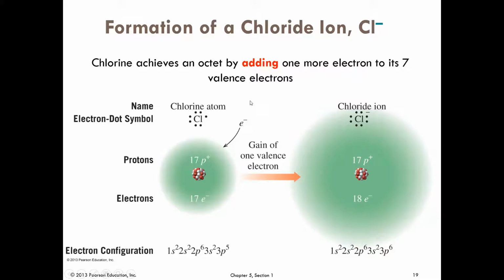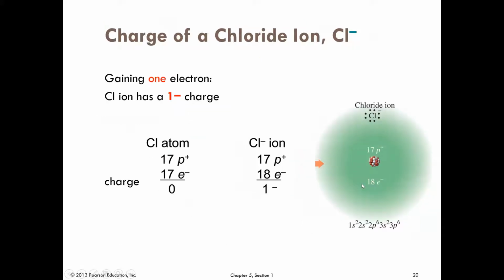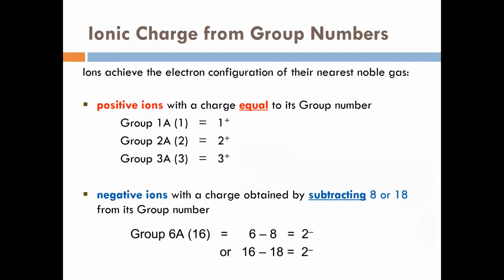If we gain 1 electron in, now what happens, we're going to fill in that electron right here. We now have 17 protons, but 18 electrons. We now have a -1 charge. So there that is, if you're doing the math out, -1. We've expanded our electrons.